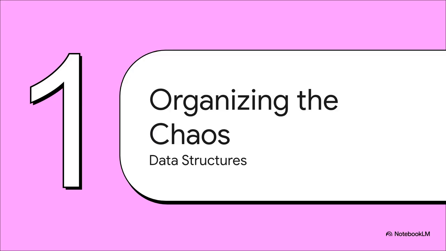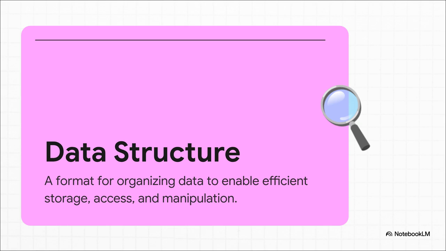All right, so let's tackle that first part head on. Organizing the chaos. I mean, how do we bring any kind of order to the insane amounts of data our programs have to juggle every single second? And that's where something called a data structure comes in. You can just think of it as a specialized container for information. It's designed from the ground up to make storing, finding, and even changing that data as efficient as possible.